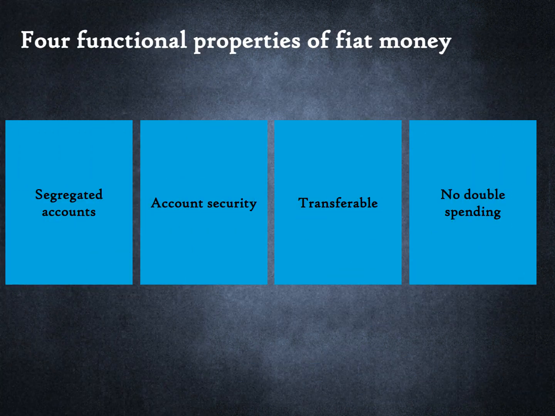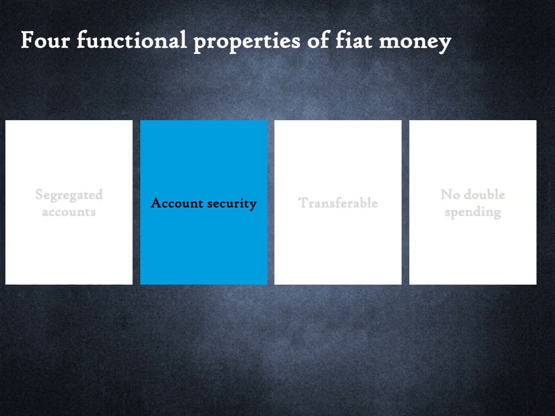We are currently learning the method by which cryptocurrencies mimic the second of the four properties of fiat money, namely account security. In this lesson and the next, we will cover how these accounts are secured, similar to how passwords and PINs secure bank accounts.